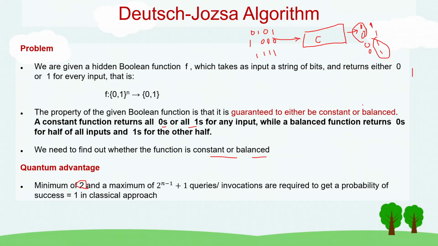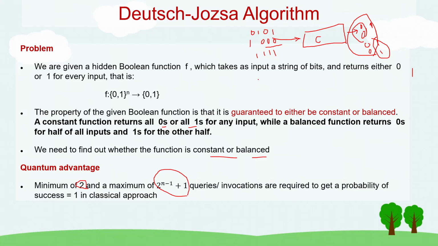But if your luck is very bad, what happens? Suppose 16 inputs are there. You give 8 inputs and you get all zeros. Can I say confidently it is constant? No, right? From the ninth input onwards, it may give all ones. The first eight inputs can give zeros, and afterwards it can give ones. So what you need is half of your inputs plus one query, or invocations, in a classical computer.